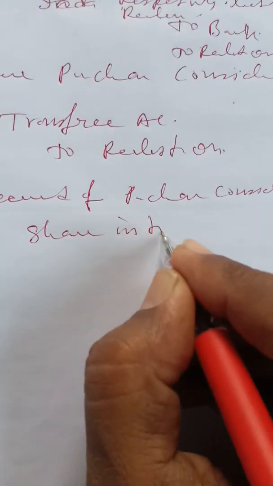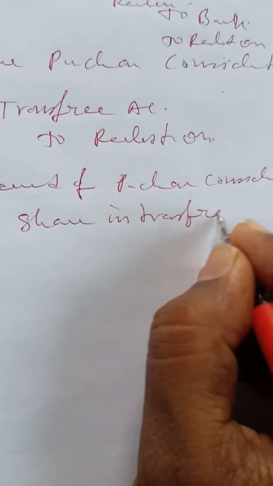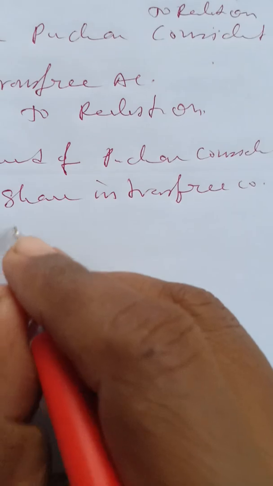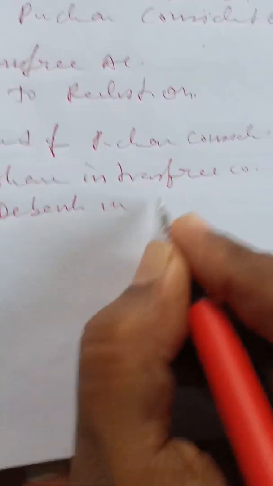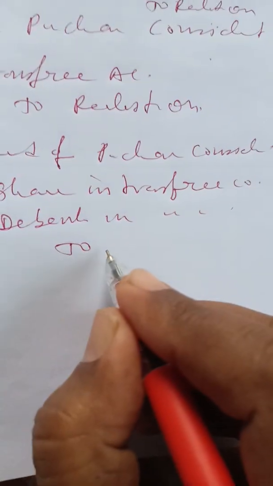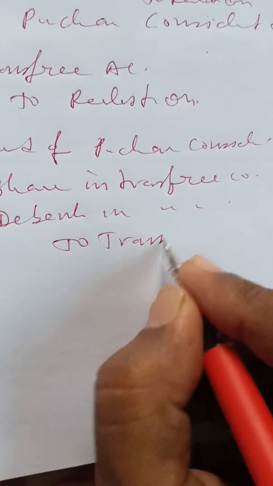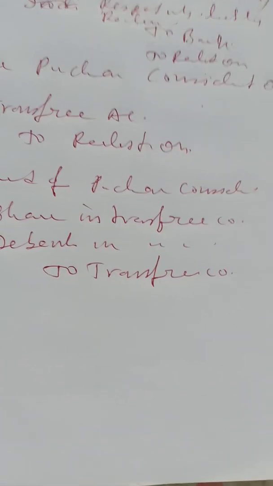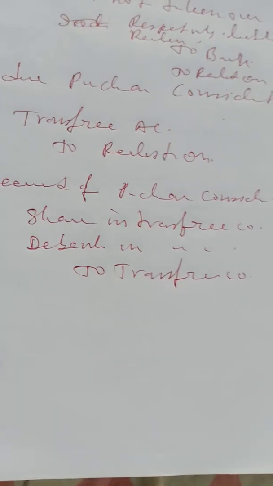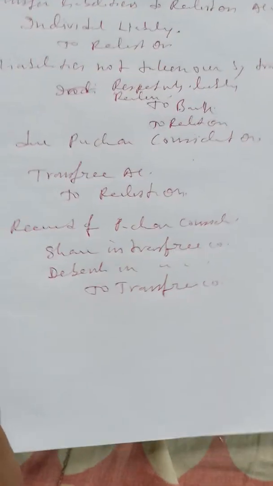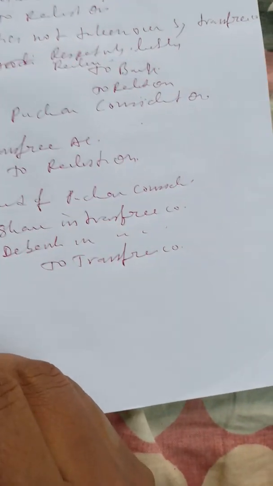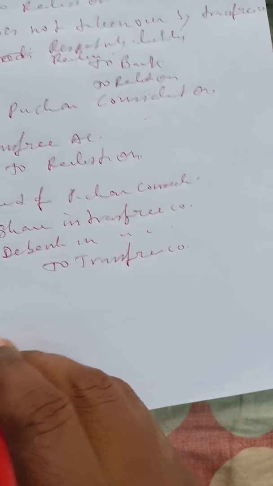Share in transferee company account debit, or if we take the debenture in transferee company account, debit to transferee company. So this is the entry for receiving the consideration, either in share or in debenture. Okay. So the next entry is number 7, for liquidation expenses.